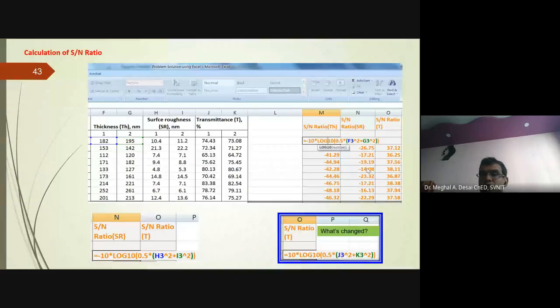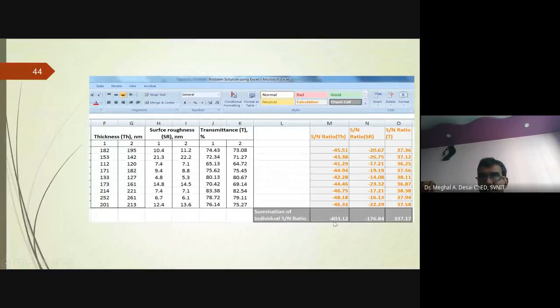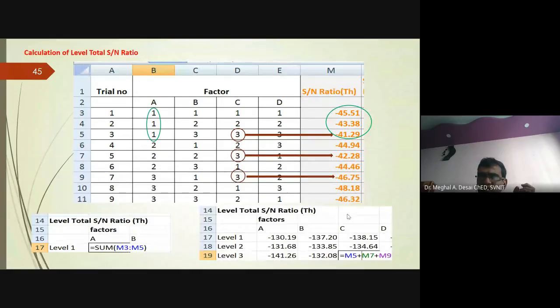So we have found the signal to noise ratio with this equation, and the summation is mentioned. This will be useful, as I told you earlier also. So I have the signal to noise ratio. The next step is to find the level total value. As you know, for factor A at level 1, it is the sum of all these three values, 45.51, 43.38 and 41.929. That function of sum was used for factor A level 1, as you can see at the left bottom. That was used to find this.